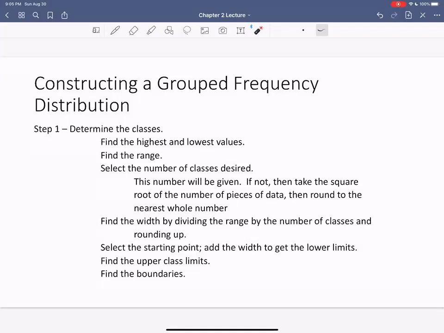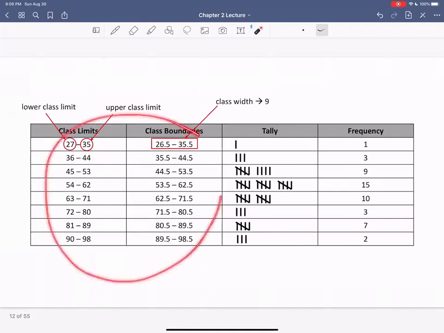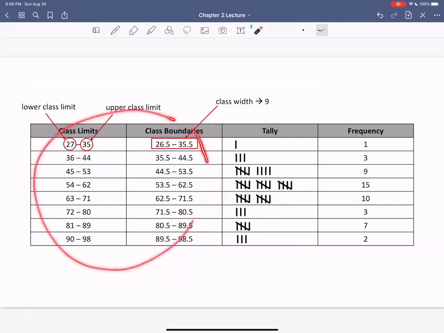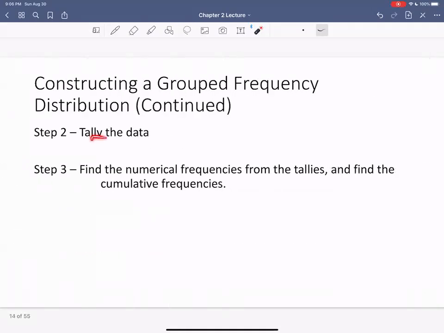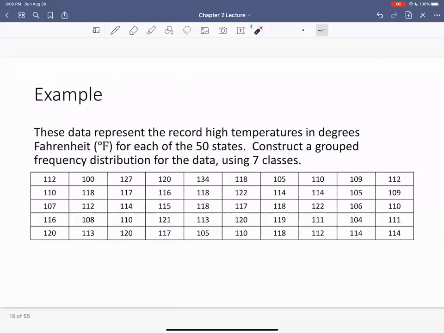Now this is helping you build this table over here. It's helping you get all of these values. Once you get these values, then your next step is to tally the data. And once you have the tallies, then you can write the numerical frequencies. Now this step is not required. This is just an easy way to keep track of everything you are doing. Okay, really step 1 and 3 are the requirements here.